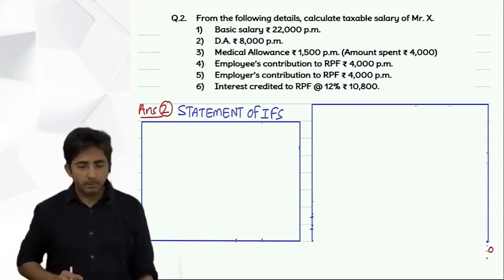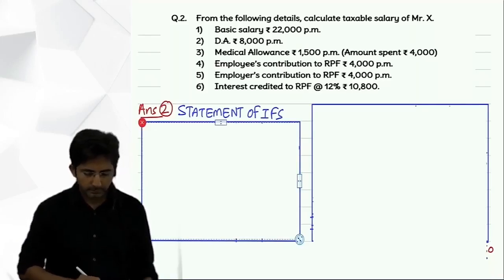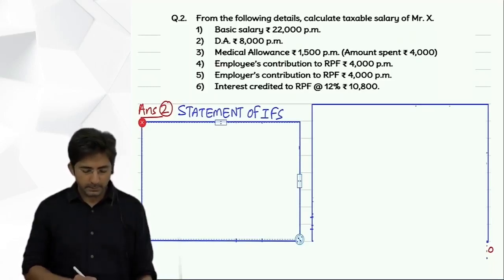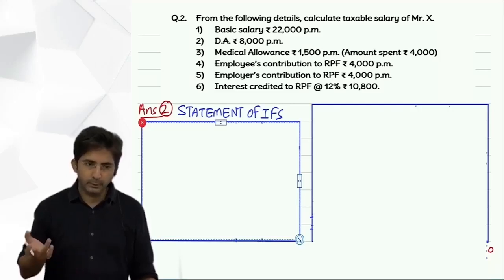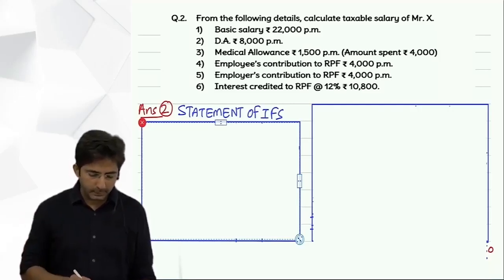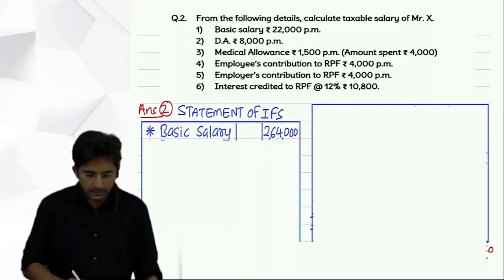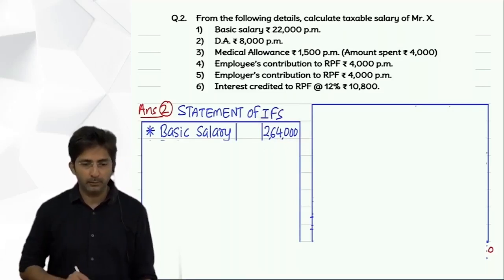We'll discuss point by point and give the effect simultaneously. First point is basic salary 22,000 per month. Taxable or exempt? Taxable. But then what did I say last lecture? Basic salary should be written net or gross. But if nothing is given, we have to assume it is gross. So write as it is, 22,000 into 12. That comes to 2,64,000. Show the multiplication in the bracket, 22,000 multiplied by 12.